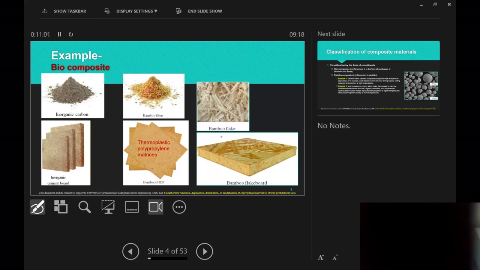I'm trying. Another example is bamboo MDF. You've heard of MDF, they use it for cabinet manufacturing or wardrobes. So they can use bamboo fibers, mix them with thermoplastic polypropylene matrices or resin, so it becomes the kind of composite that you can make use of. You can use bamboo flakes in a sandwich structure, so you've got a foam and you've got flake boards as the face sheets. All of these are composites, okay?